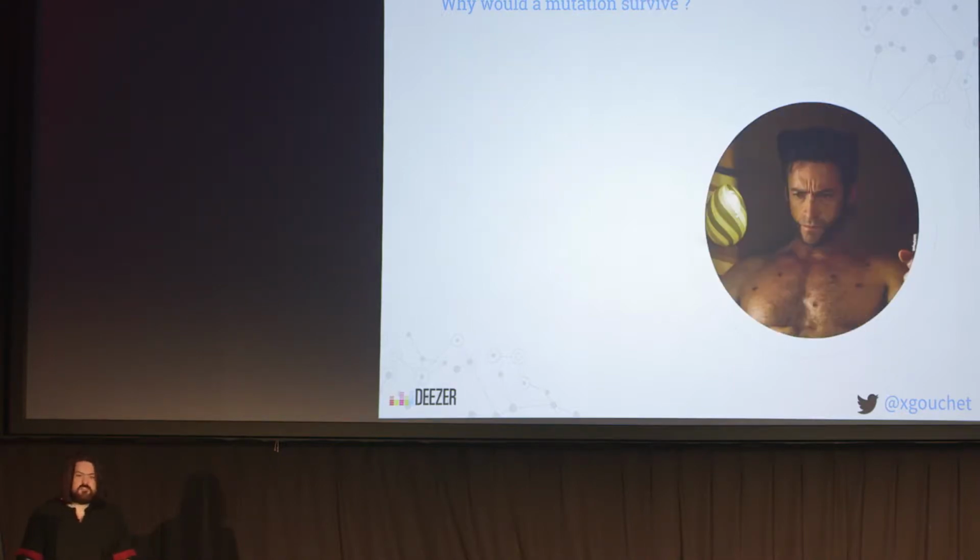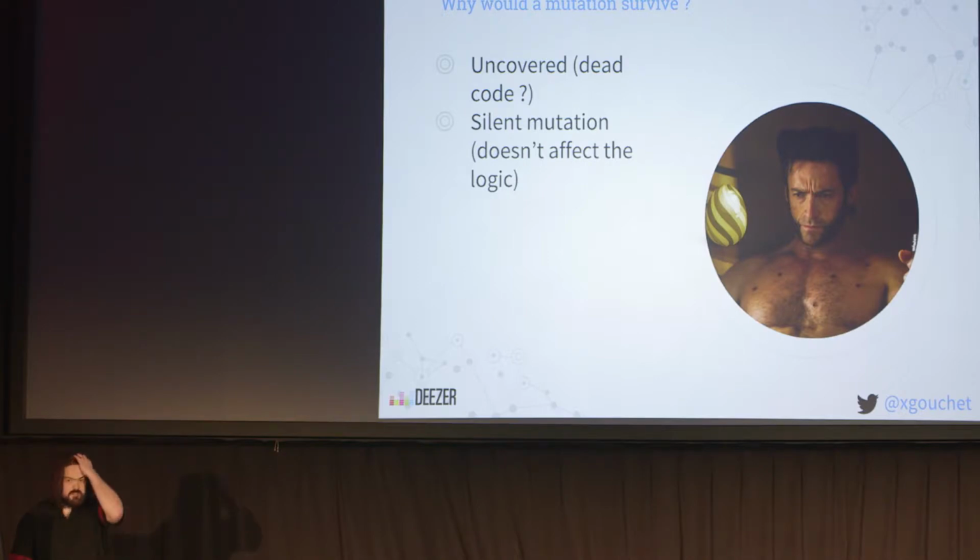Why would a mutation survive? This is actually a better question because it can be because the code is not covered by test. So basically, if it's not covered and you change it, you won't detect it. So we're back to the code coverage issue. It could be also a silent mutation. Silent mutation, I've had only a couple of those. It's usually when the mutation, the change you introduce, doesn't actually change the output, but it's normal.